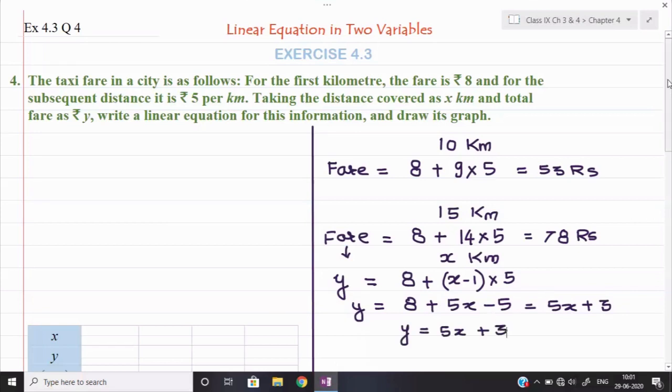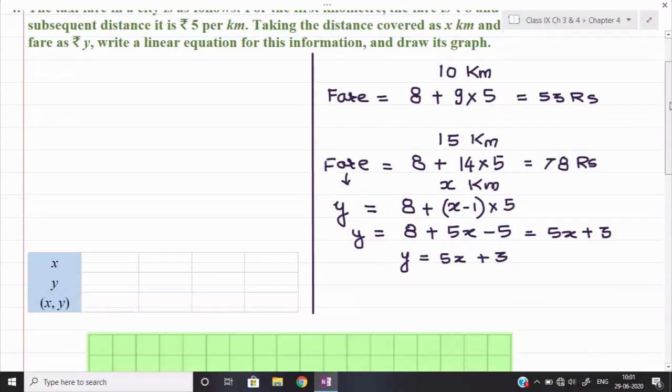Let us check once. In the first condition, I have taken the value 10 kilometers. If I put x is equal to 10, because x shows the number of kilometers, what can be the value of y? The value of y will be 5 into 10, and then plus 3. 5 into 10 is 50, and plus 3 will be equal to 53.